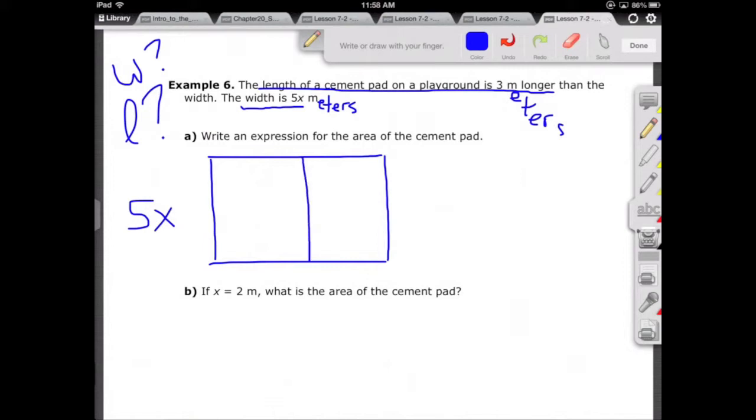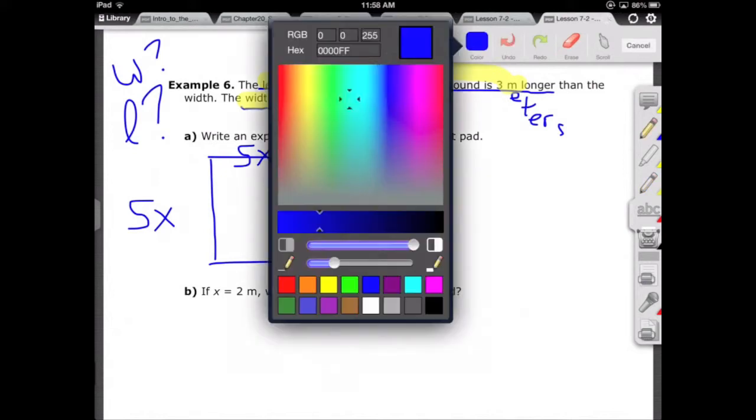And the length is the same as the width, and it's a little bit more, 3 meters longer. So let's grab the highlighter there. Width is 5x, and length 3 meters longer than 5x. So we've got our expression. Let's see what we can do with following up with it.